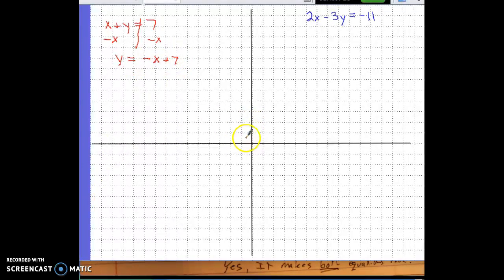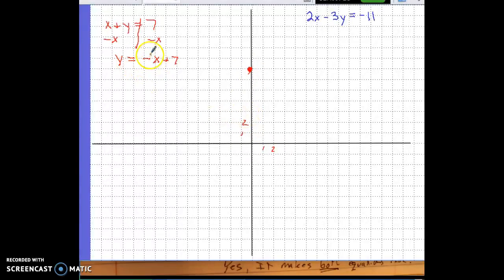So, the first thing we have to do is figure out, all right, what scale should I use? And I think I can get by with a scale of 1. Remember, you must label your axes so we know what scale we're using. So I'm going to put a point on the y-axis at 7. 3, 4, 5, 6, 7. The scale tells me I'm counting by ones.